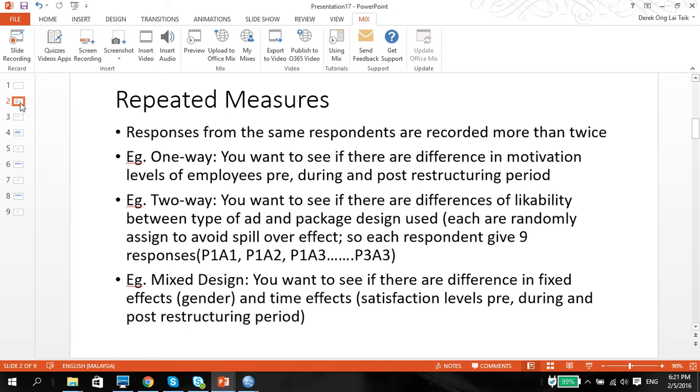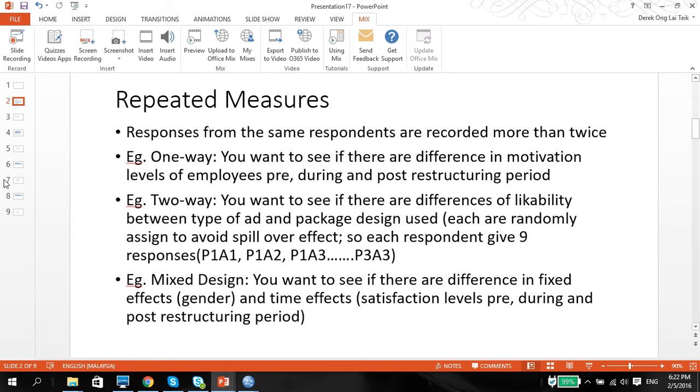So basically, repeated measures means that the responses from the same respondents are recorded more than twice. If you remember in the paired sample t-test, we basically took responses from the individuals twice. So imagine if we had to take it more than 2 times. So how do we look at the differences?